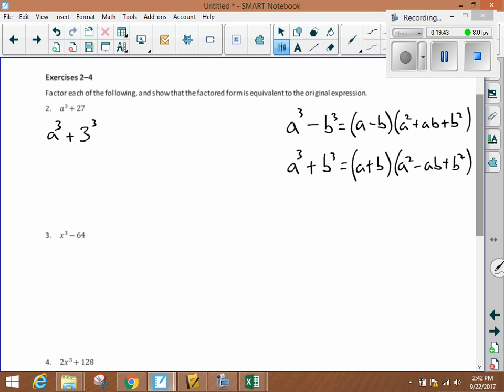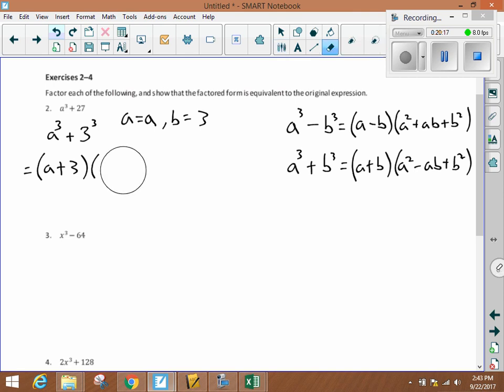So then it is the case that A is equal to a and B is equal to 3. And I will plug them into the equation which I have over there for sum of cubes. So that will be equal to a plus 3 times, well, 3 squared, a squared.